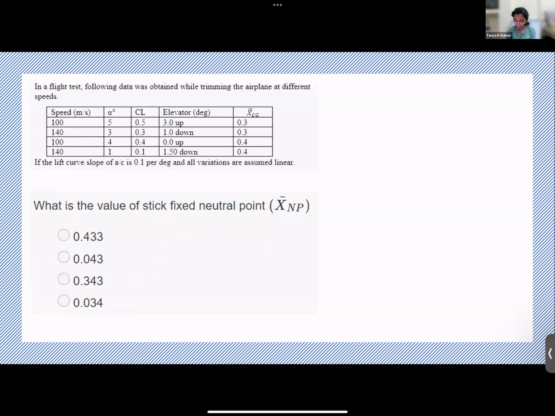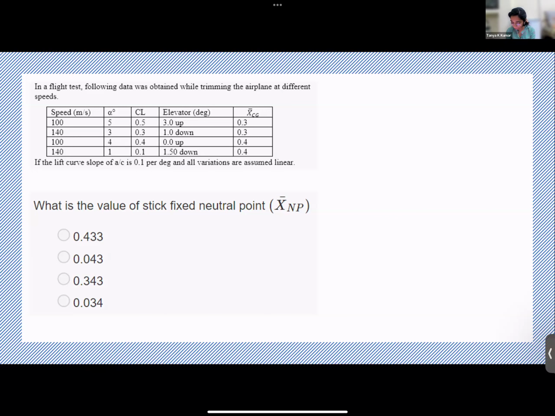First one, what is the value of stick fixed neutral point? I think we've done something similar last week, so you should be able to do this. Try doing it. Stick fixed neutral point. Remember what data is given to you, and you can try drawing a graph to find out. They're giving you 4 sets of readings. Try doing it.